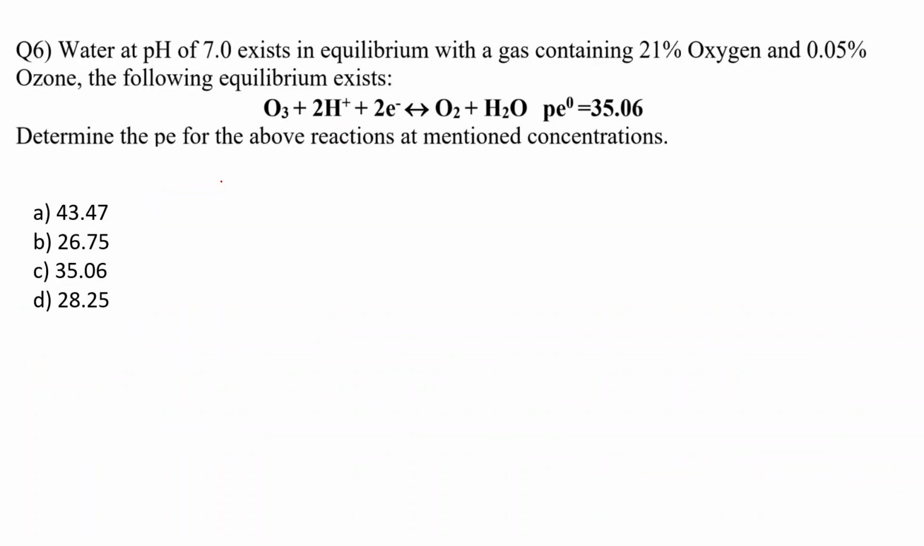Coming to question number 6, water at pH of 7.0 exists in equilibrium with a gas containing 21% oxygen, 0.05% ozone, and this is the equilibrium. Ozone plus 2H plus 2 electrons yields oxygen plus H2O, and PE naught value is 35.06. Determine the PE of the above reaction at the mentioned concentration. So these are the options given. Try to solve this question so that we can move forward and see how it is solved.